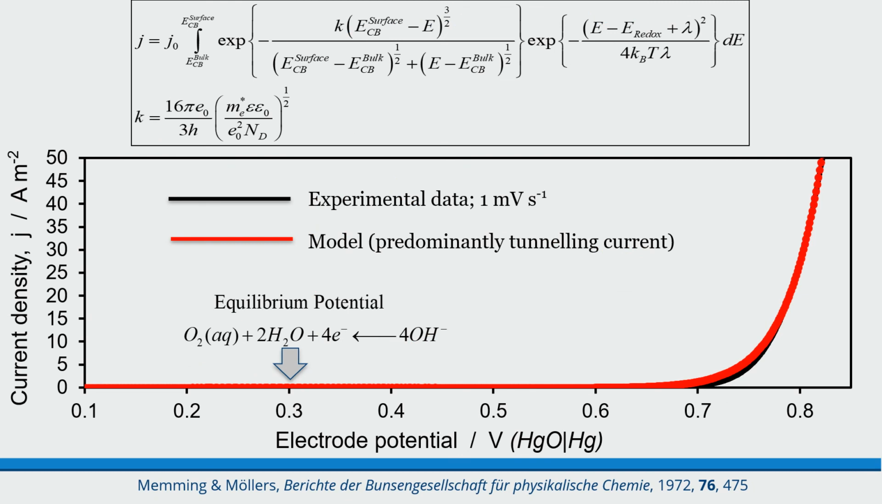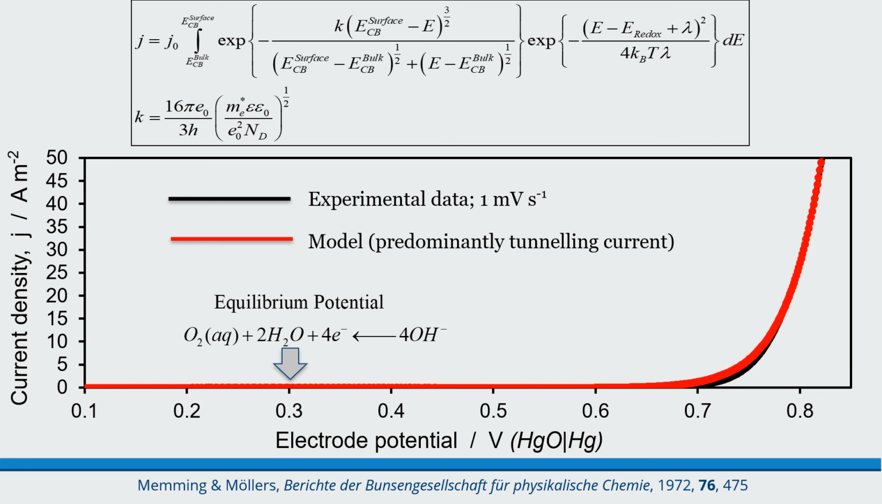So finally, we were successful in some initial attempts at modeling dark currents measured in our system versus a mercury oxide reference electrode. We used the kinetic equation developed by Memming and Méliès, and we were able to identify an exchange current density for electron transfer, which resulted in a very good replication of our experimental data.